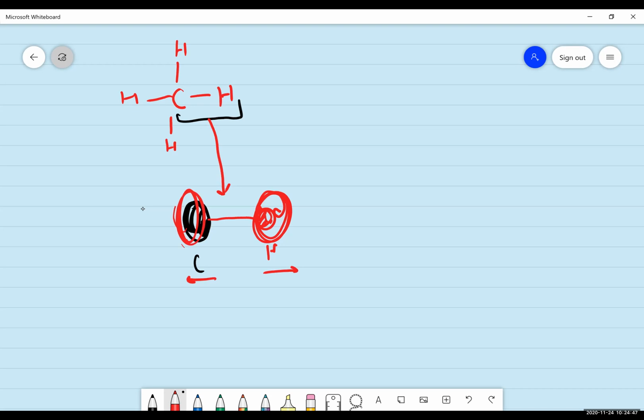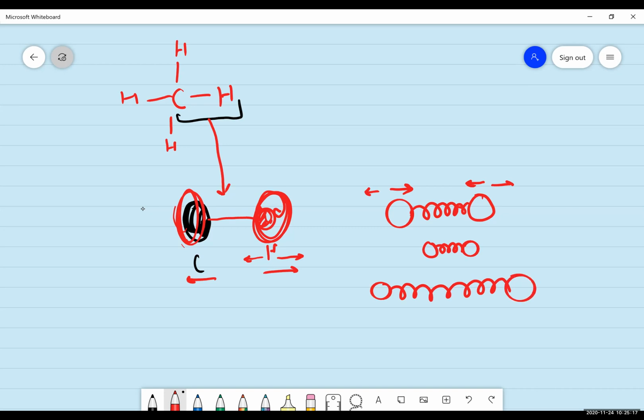Vibrating means that they come closer to each other and they move away from each other, just like two spheres connected with a spring. So you can imagine the bonds are also springy. These molecules can go inwards or outwards, just like a spring. If they go inwards, the bond becomes smaller. If they go outwards, the bond becomes larger. And this movement going in and out is continuous. It keeps happening. Okay.